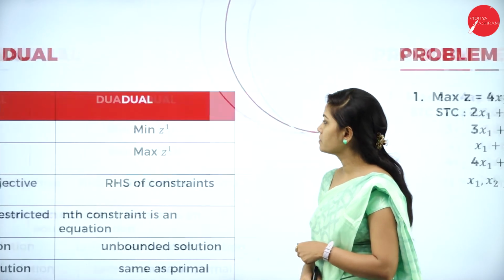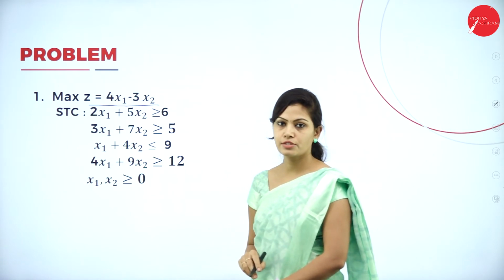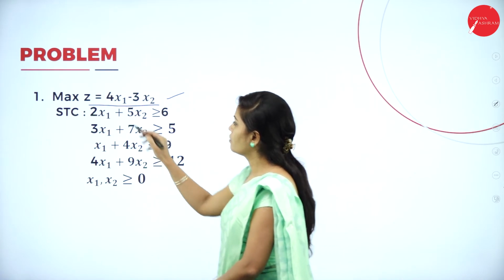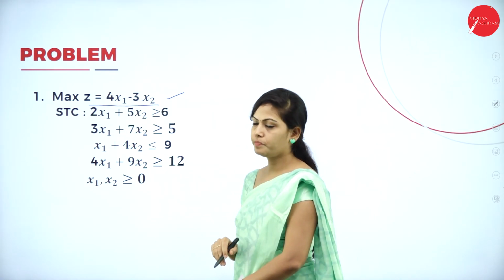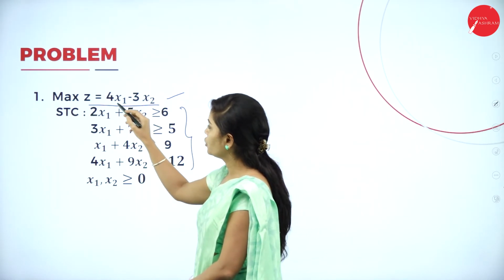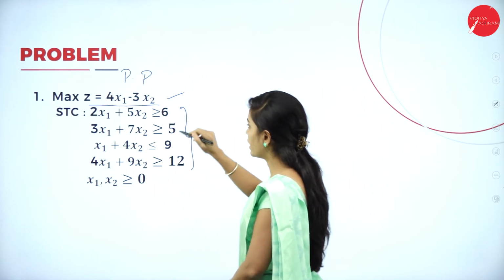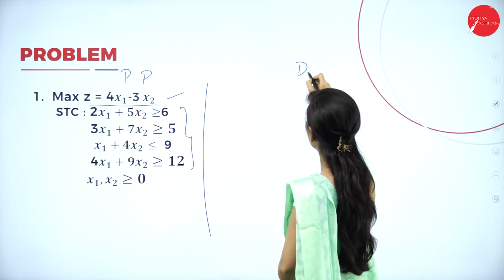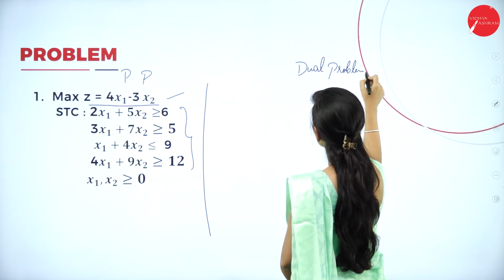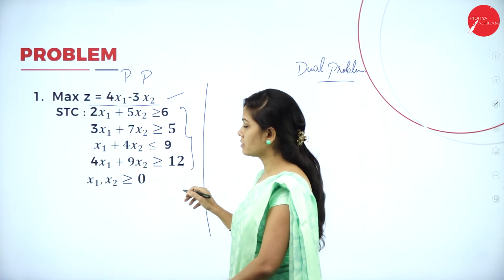And the next problem is max z equal to 4x1 minus 3x2. So here I have a maximization problem, 4x1 minus 3x2, and I have 4 constraints. And you just observe this question properly. It is a primal problem. I will convert this into dual.